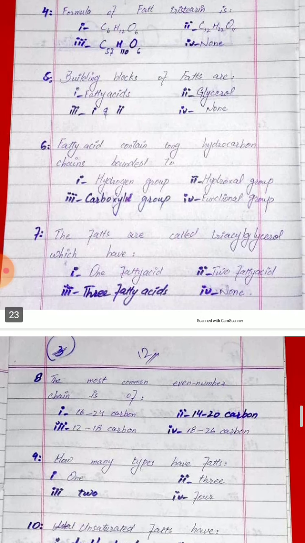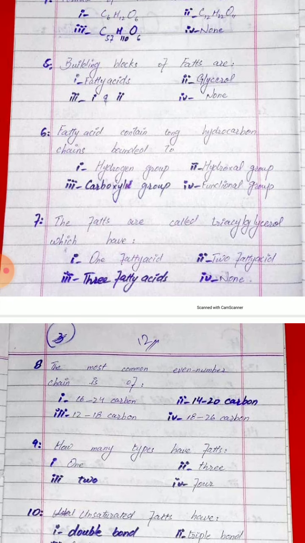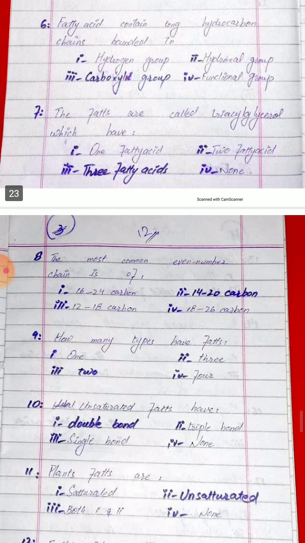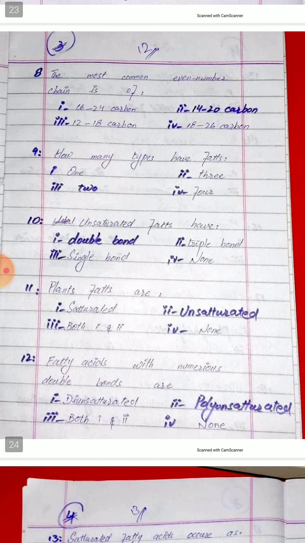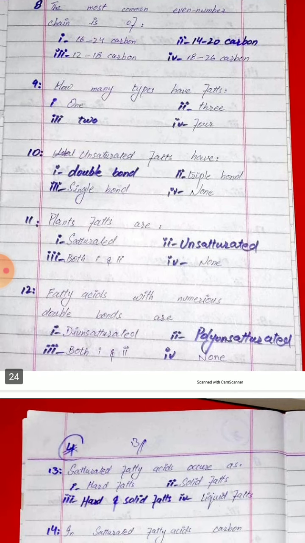A fatty acid contains long hydrocarbon chains bonded to a carboxylic acid group. The fats are called triacylglycerols, which have three fatty acids. The most common even number chain is of 14 to 20 carbons. How many types of fats are there? Two. Unsaturated fats have double bonds.